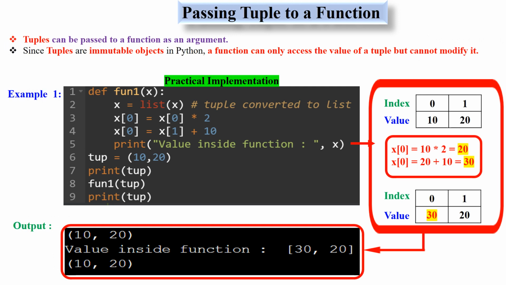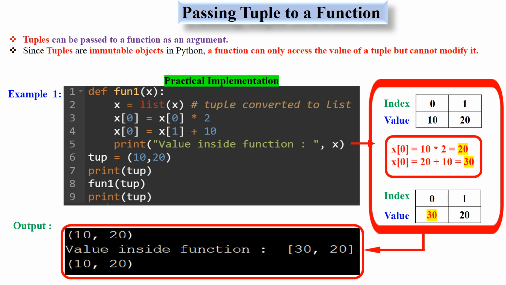Let's see how to pass a tuple to a function. Tuples can be passed to a function as an argument. Since tuples are immutable objects in Python, a function can only access the value of a tuple but cannot modify it. Let's see an example.